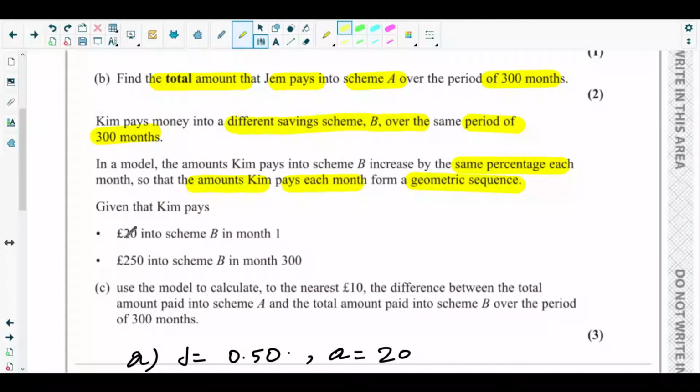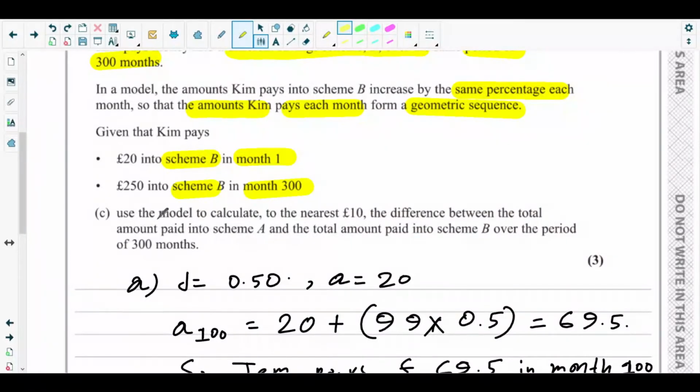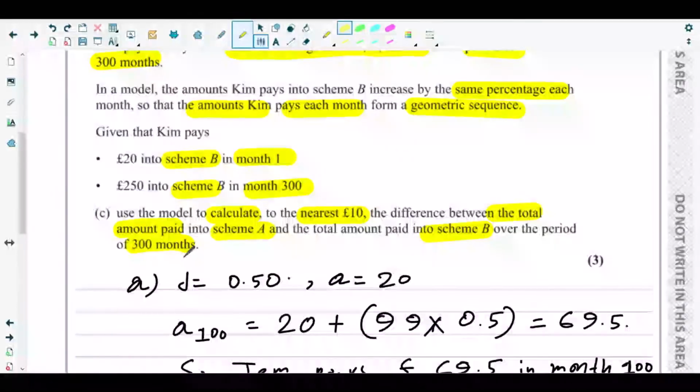Given that Kim pays 20 pounds into scheme B in the first month, and 250 pounds into scheme B in month 300. In the 300th month, Kim pays 250 pounds. Okay. So part C is asking to use the model to calculate, to the nearest 10 pounds, the difference between the total amount paid into scheme A and the total amount paid into scheme B over the period of 300 months. So we need to find the difference in the totals paid in 300 months for scheme A and scheme B.